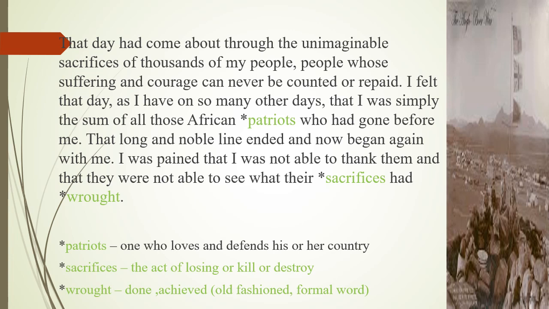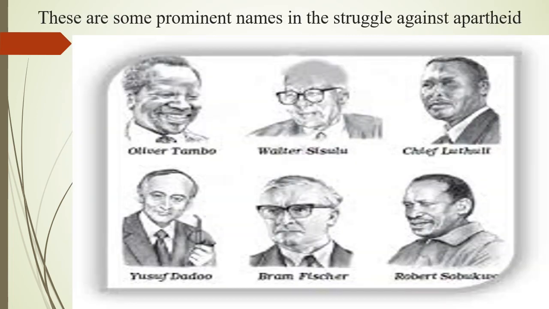Here, patriot represents one who loves and defends his or her country, and sacrifice means the act of losing or killing or destroying, and wrought means done or achieved. It is an old-fashioned, formal word used in writing. And in this picture, you can see some prominent names, some prominent leaders who struggled against the apartheid system, like Oliver Tambo, Walter Sisulu, Chief Luthuli, Yusuf Dadoo, Bram Fischer, and Robert Sobukwe.